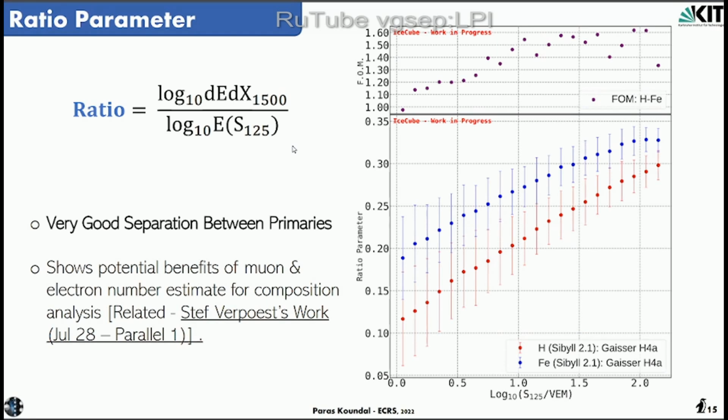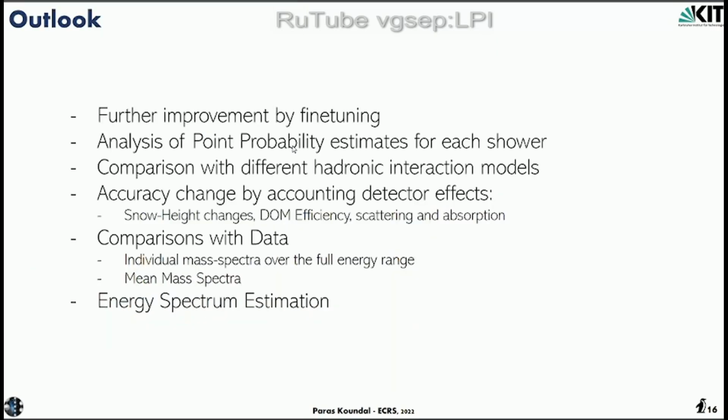So in total, the outlook for the talk is, I obviously need to fine tune my network a bit more, perform hadronic interaction model comparisons, and compare it with data. And just for conclusion, I think we are heading in a good direction for improving cosmic ray composition analysis at IceCube.